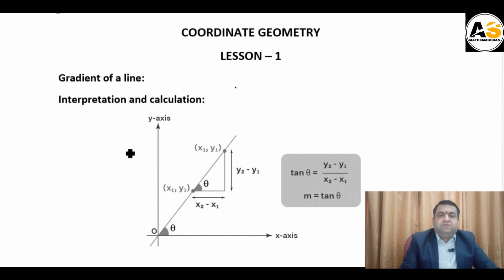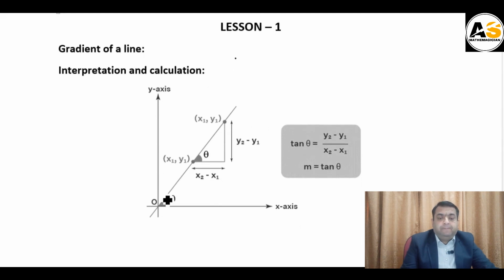Dear student, gradient is a very important concept in coordinate geometry. Gradient basically is the tangent of the angle formed by any line with the x-axis. You see this line? It is forming angle theta with the x-axis. Gradient, written as m, is equal to tangent theta, where theta is the angle formed by the line with the x-axis. You can see over here as well: m is equal to tangent theta.